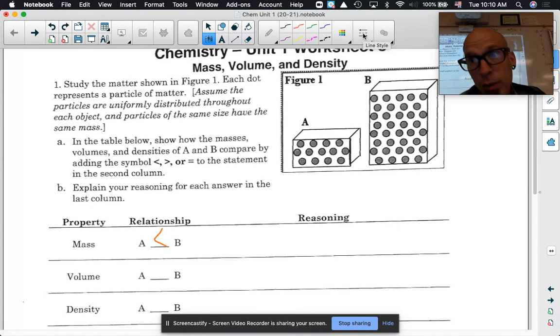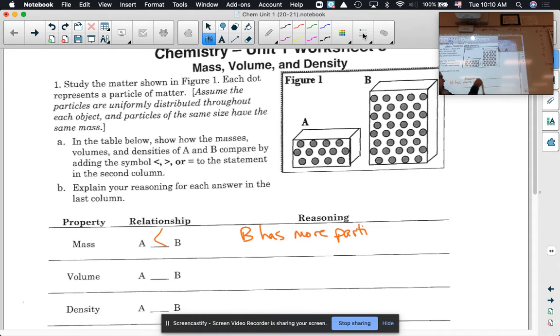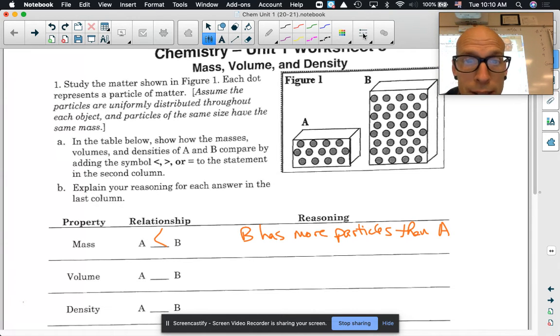So A has less mass than B. Now, what's the reason? How do we know that? Hopefully you're looking at this and you're thinking, well, A doesn't have as many particles. So B has more particles than A. That's it. Remember, mass is about the particles. That's what mass is about.